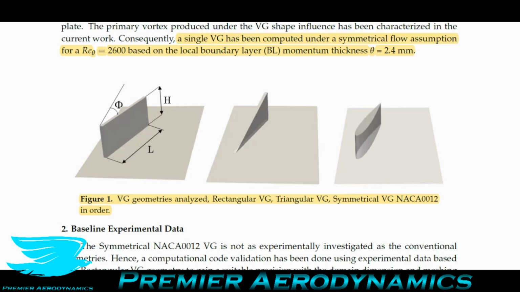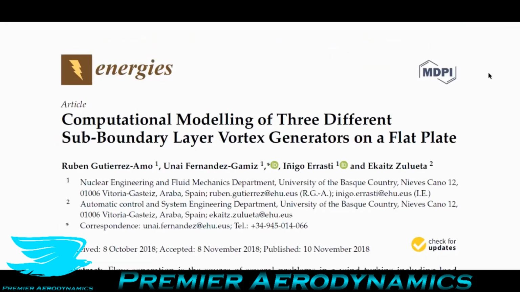And there are so many different types of vortex generators, with different heights and shapes and different angles of attack, etc. And we're going to look at some of these today. So to do that, we're going to look at a paper called Computational Modeling of Three Different Sub-Boundary Layer Vortex Generators on a Flat Plate. This is open access, and you can find a link to it in the description.